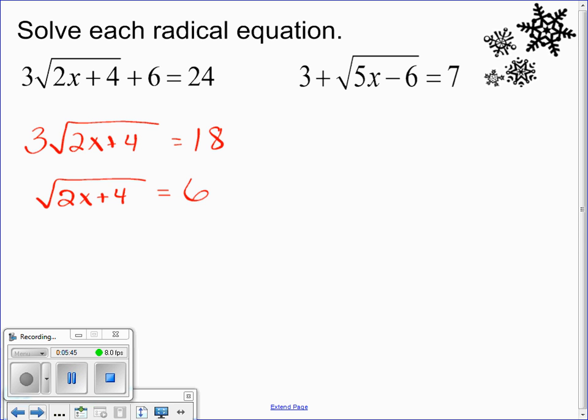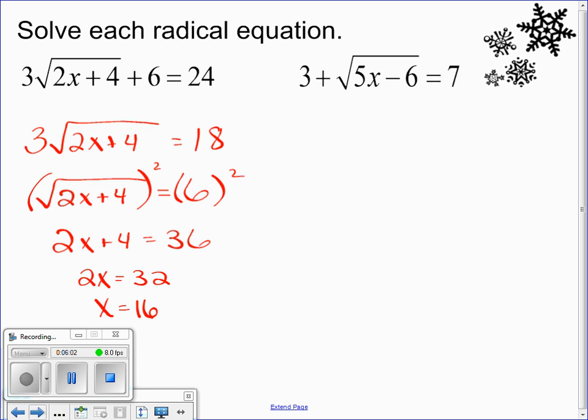And then we can square both sides. So 2x plus 4 equals 36. And then just solve. So 2x equals 32. So x equals 16.